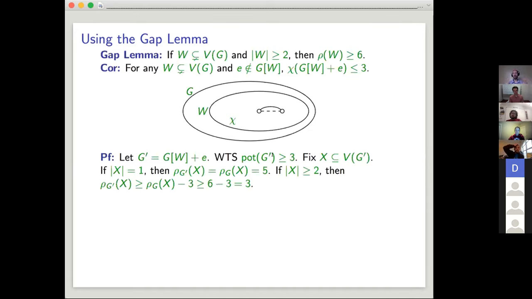All right, so before I go on to how you use this, does this proof idea make sense? Yeah?